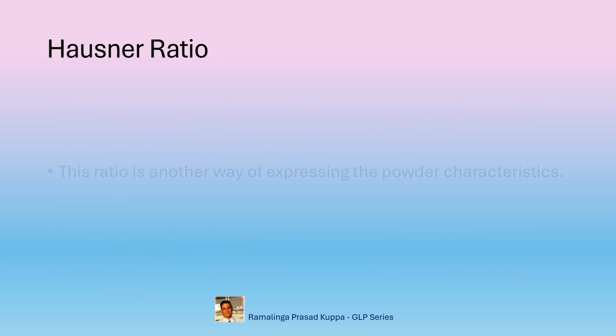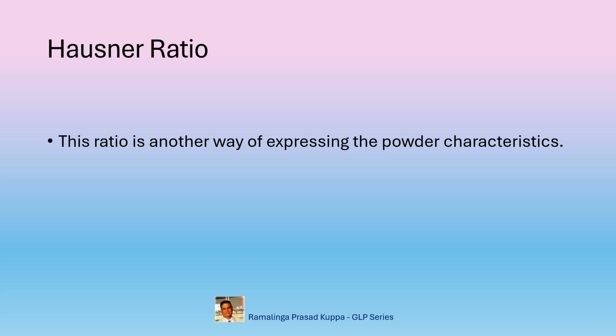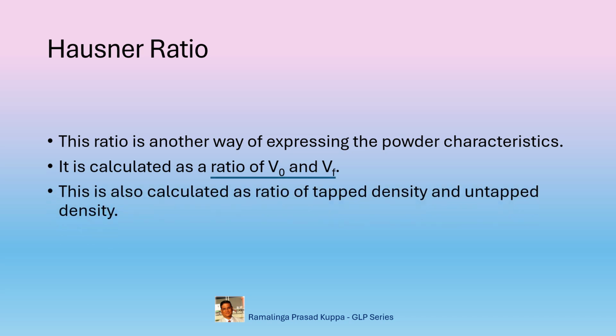Hausner ratio. This ratio is another way of expressing the powder characteristics. It is calculated as a ratio of V0 and Vf. This is also calculated as the ratio of tapped density and untapped density. Hausner ratio is a derived factor from the initial volume and the final volume as in the bulk density test.